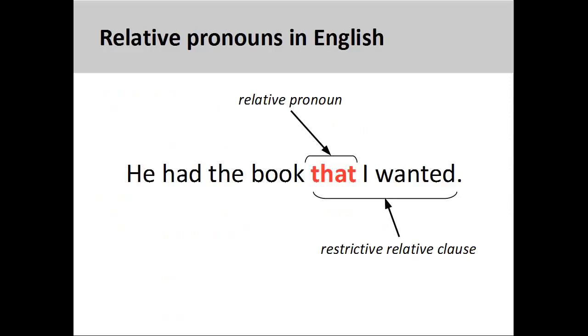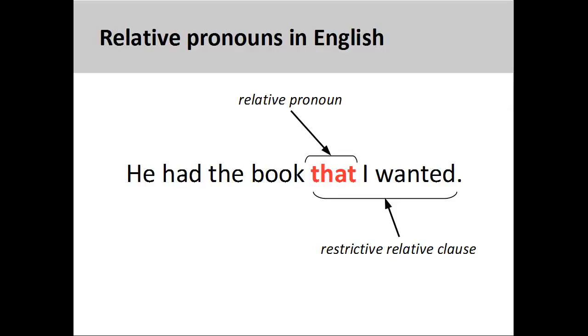Relative clauses are used to give additional information about something without starting another sentence. In the sentence you see on the screen, the main clause, "He had the book," is augmented with a relative clause, "that I wanted." Main clauses can always stand on their own, but relative clauses cannot.